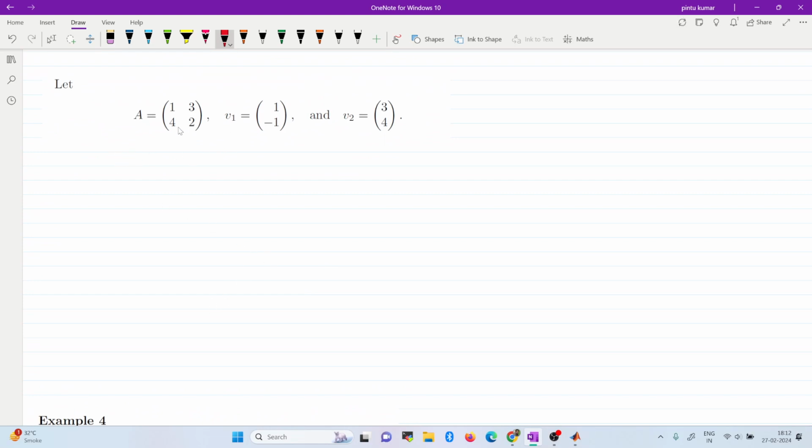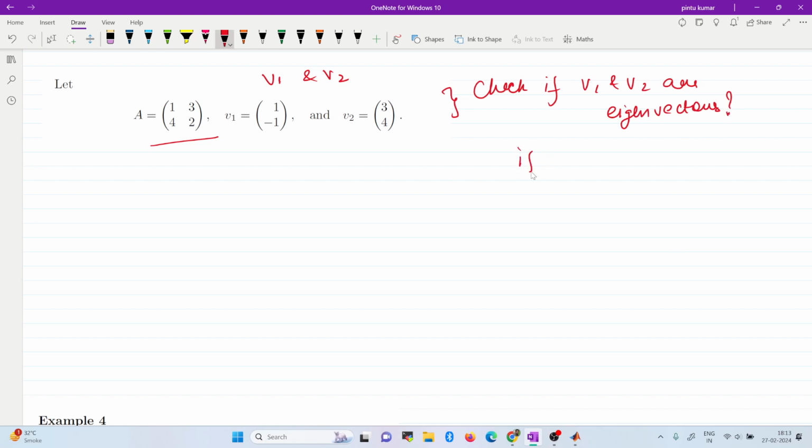In this question you are given some matrix A, and you are also given two vectors v1 and v2. Your task is to check if v1 and v2 are eigenvectors. And second, if v1 and v2 are eigenvectors, then find the corresponding eigenvalues.